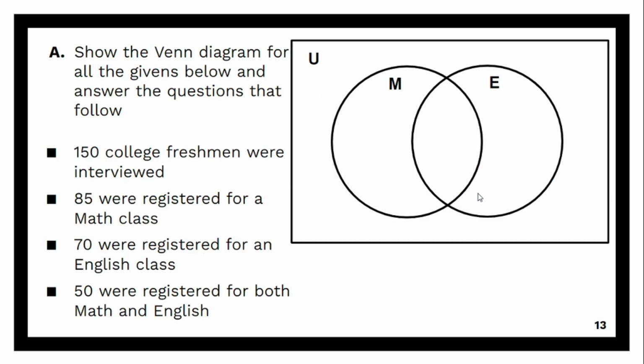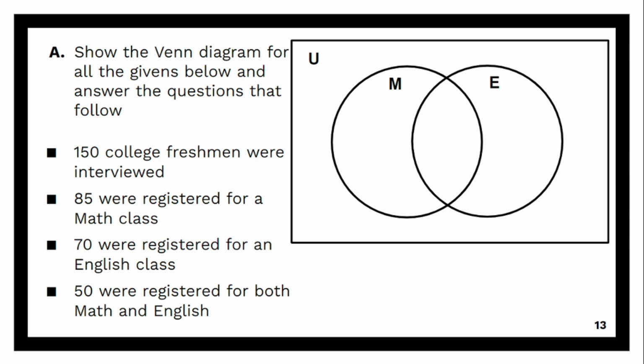So, let's have this problem naman. Sabi dito, we need to show the Venn diagram for all the givens below and answer the questions that follow. Okay? So, merong big given dyan na mga situations, numbers na ilalagay natin for our Venn diagram. And then, we need to answer later the questions, di ba?